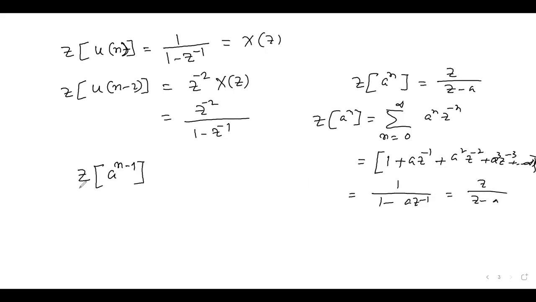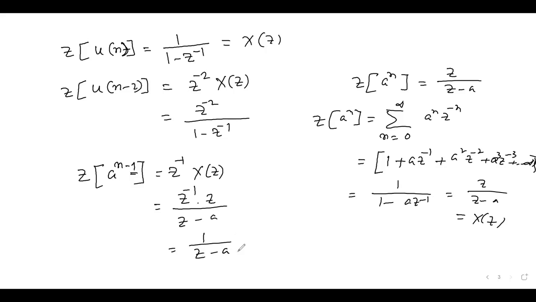Now find the Z transform of a to the power n minus 1. It will be just according to the definition. This is X of z. The sample is shifted by one sample, so it will be z inverse times X of z. That is z inverse times z over z minus a, that is 1 by z minus a.